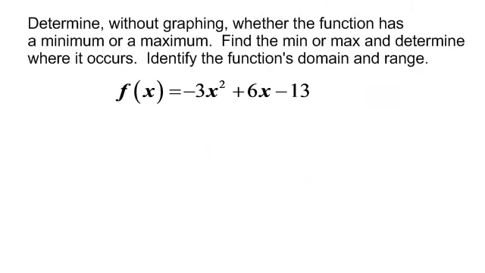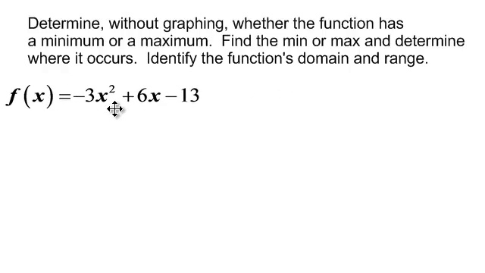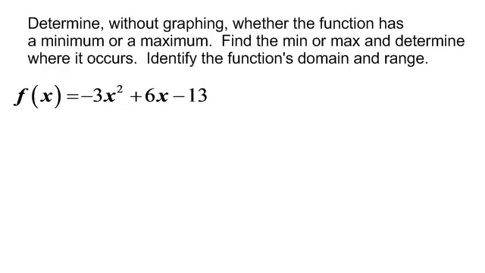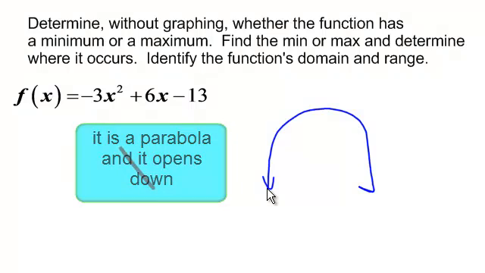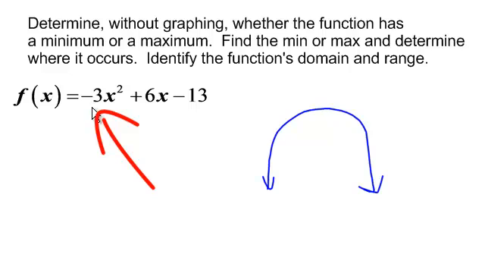Okay, for the last problem, we are supposed to determine, without graphing, whether the function has a minimum or a maximum. We are supposed to find the min or max and determine where it occurs, and we should identify the function's domain and range. And we have to do all this without graphing. Well, my function is f of x equals negative 3x squared plus 6x minus 13. I do know that it is a parabola because of the x squared, and I also know that it opens down because I have a negative coefficient for my x squared.